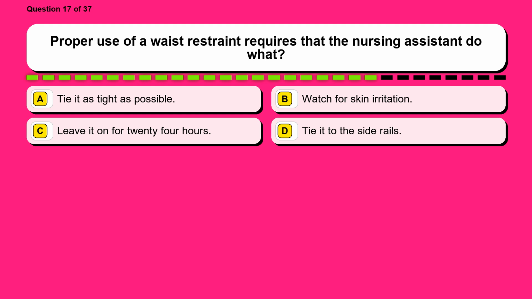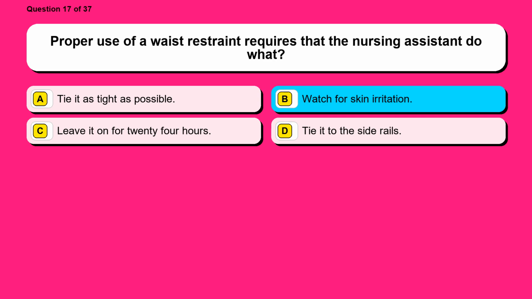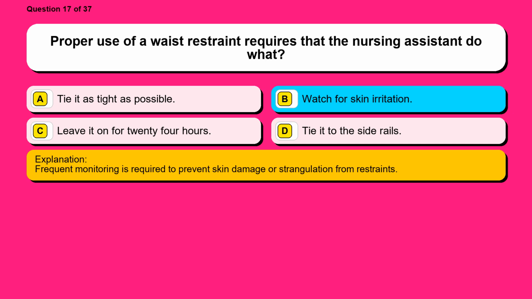Option C, leave it on for 24 hours. Option D, tie it to the side rails. The correct answer is option B, watch for skin irritation. Frequent monitoring is required to prevent skin damage or strangulation from restraints.